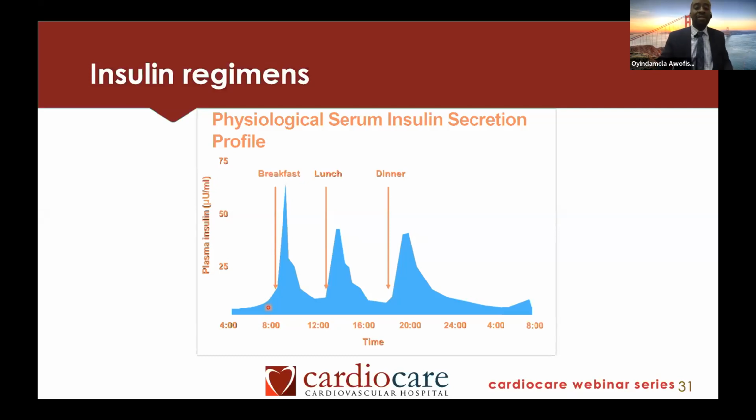But anytime we eat either breakfast, lunch, dinner, or a snack, there's a surge in insulin levels just to help us mop up the nutrients that are delivered by that nutrition. And this is actually what we try to cover when we're treating someone with diabetes for glycemic control.